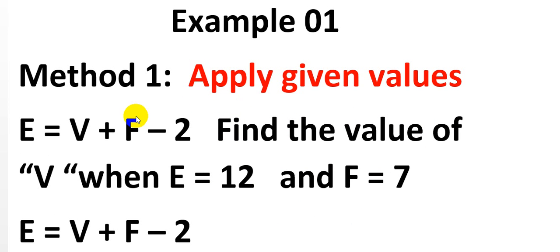For example, if you take this formula E equals V plus F minus T, they want us to find the value of V when other terms are given, like the value of E, which is E equals 12, and F equals 7. So simply, substitution means we replace the alphabets given in the question with the corresponding values. So I can replace E with 12, and I can replace F with 7.